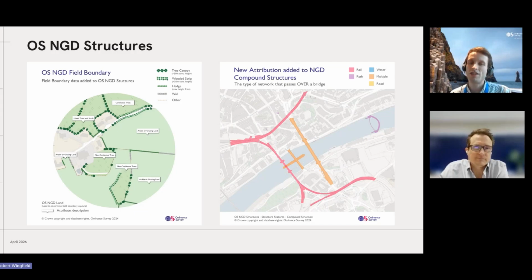And similarly, in our structures data within the NGD, we're also looking at bridges and tunnels and things like that, and the type of network that might pass under or over a bridge. We've got a couple of examples here in Newcastle, where you can see that a railway line is going over the bridge, or a road, or multiple features going over a bridge, or a footpath. And then similarly, you can look at what's going under a bridge as well. So that is immensely useful in terms of understanding that architectural or planning perspective, in terms of what's going on there.